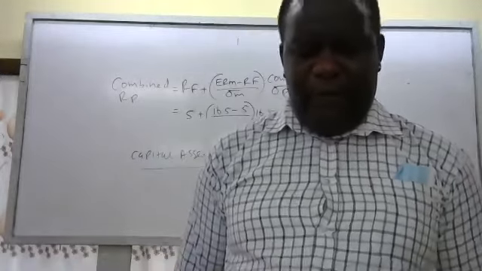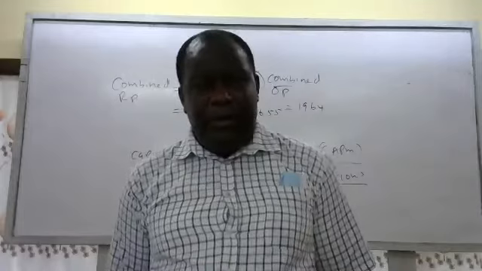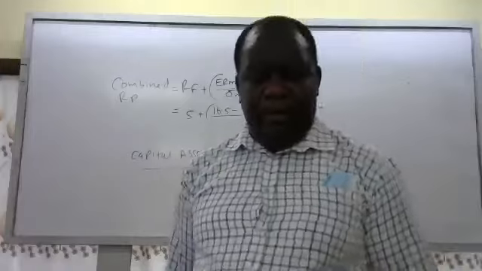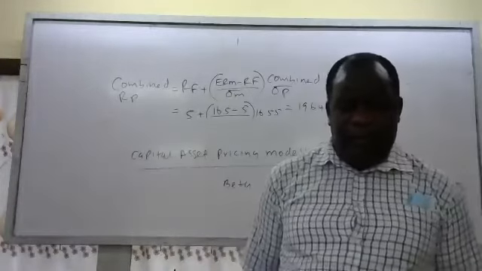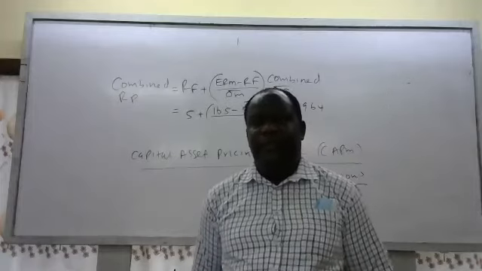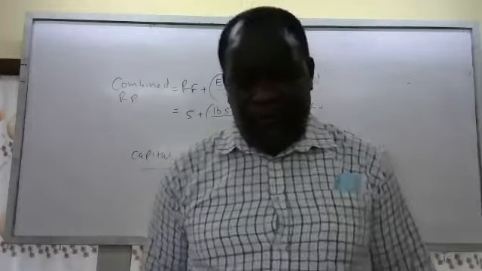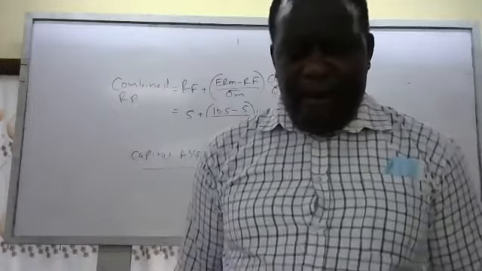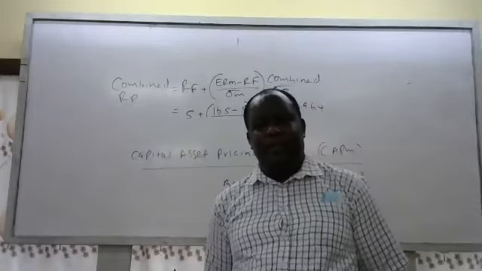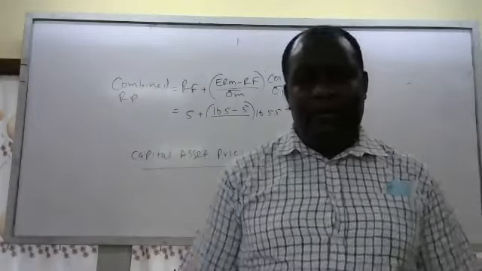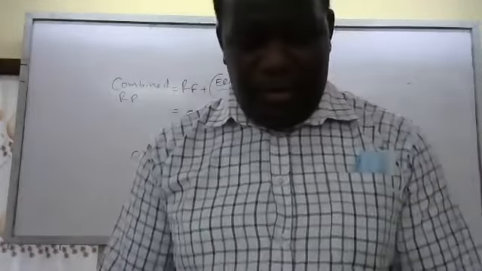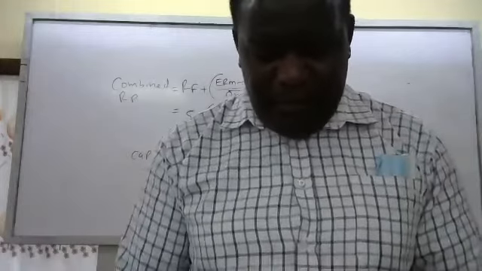Assumption number 5 is that the model ignores the risk of insolvency, i.e., bankruptcy is ignored.